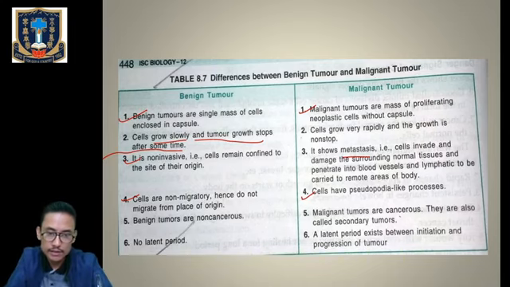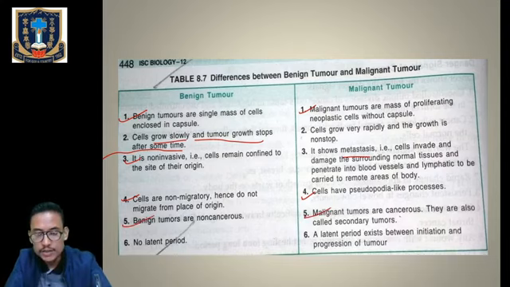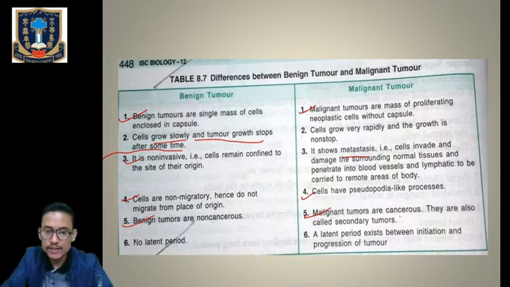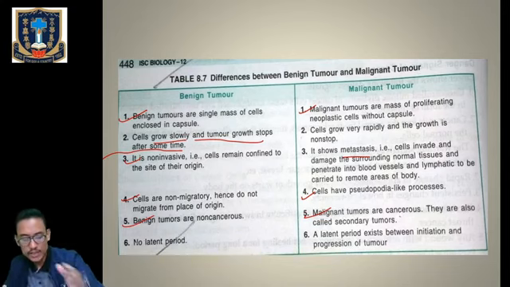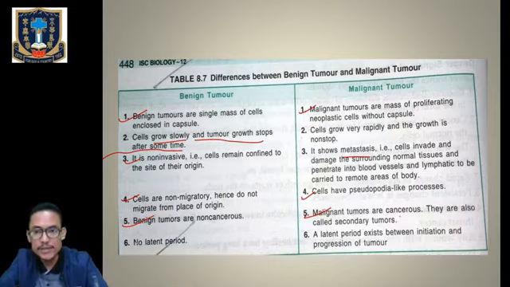Benign tumors are non-cancerous tumors. The cells of the benign tumors are non-cancerous, whereas in a malignant tumor, the cells are cancerous. The tumors are cancerous and they are called secondary tumors. We don't have a latent period in case of a benign tumor, but a latent period exists between the initiation and the progression of tumor in case of a malignant tumor. So this is the common difference between the benign tumor and the malignant tumor.